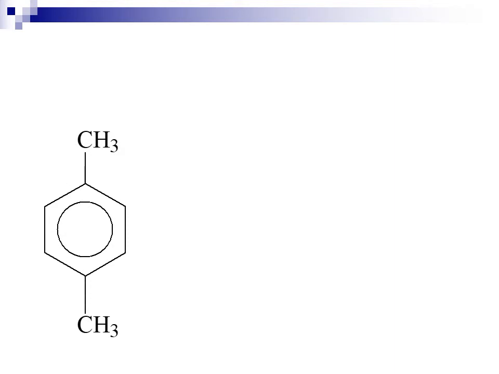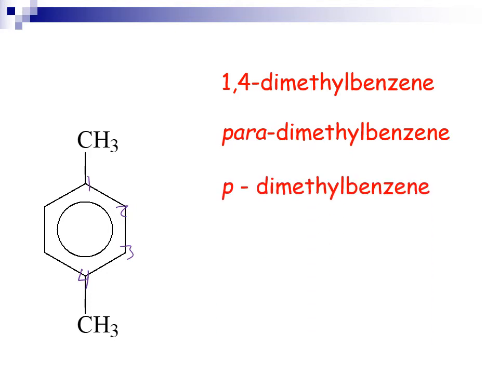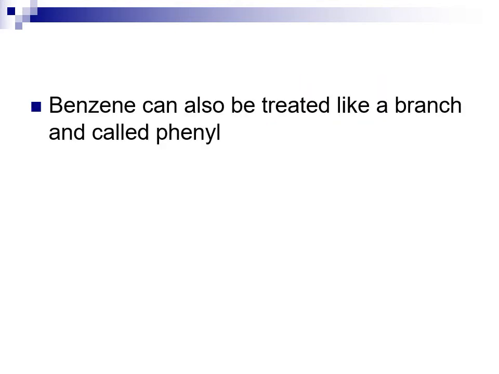And this one here, again, 1, 2, 3, 4. So this would be 1,4-dimethylbenzene. Or using the old system, para or p-dimethylbenzene. So benzene can be treated like a branch as well.